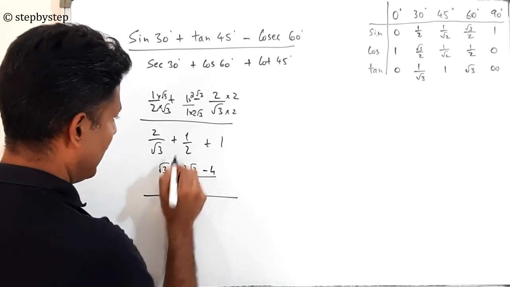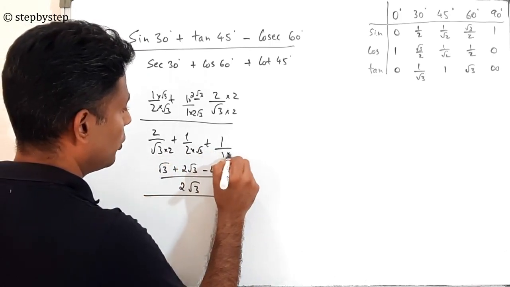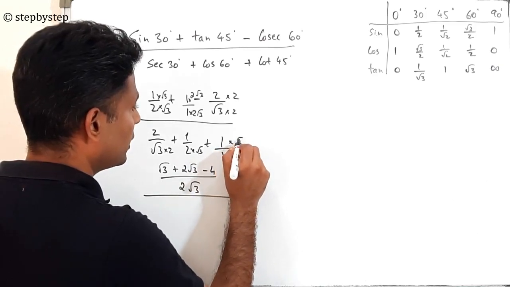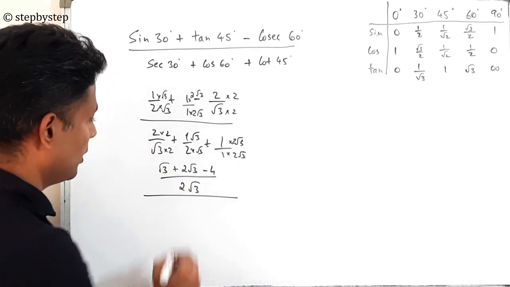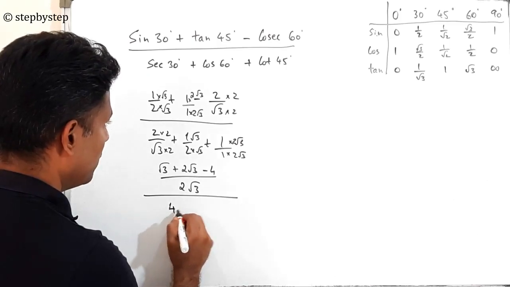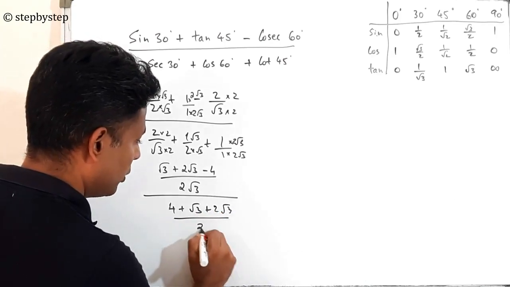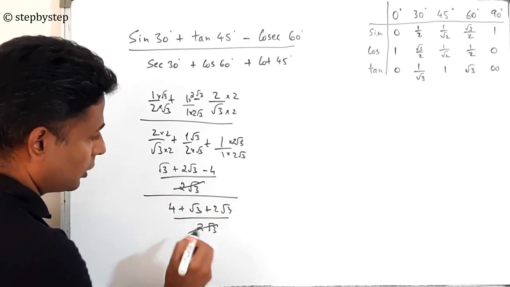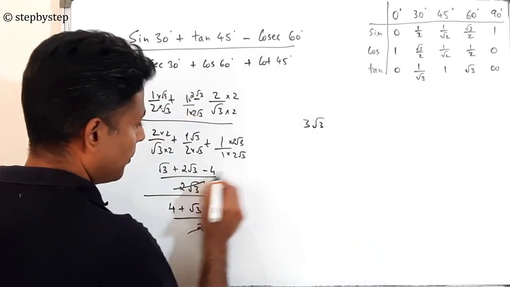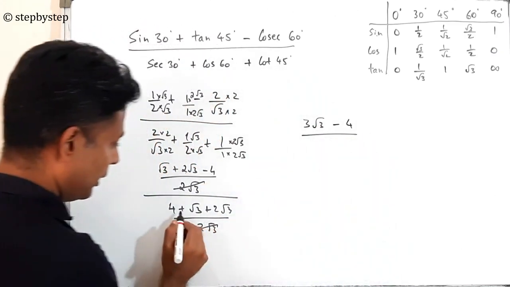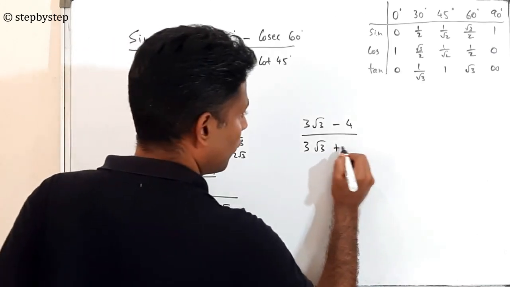Whole divided by, again here LCM is 2 root 3. So here into 2 into root 3 into 2 root 3. So here into 2 root 3. Here into root 3 and here into 2. So what do we get? 4 plus root 3 plus 2 root 3 by 2 root 3. So 2 root 3 will cancel. Here root 3 plus 2 root 3 becomes 3 root 3 minus 4. And here root 3 plus 2 root 3 again becomes 3 root 3 here plus 4.